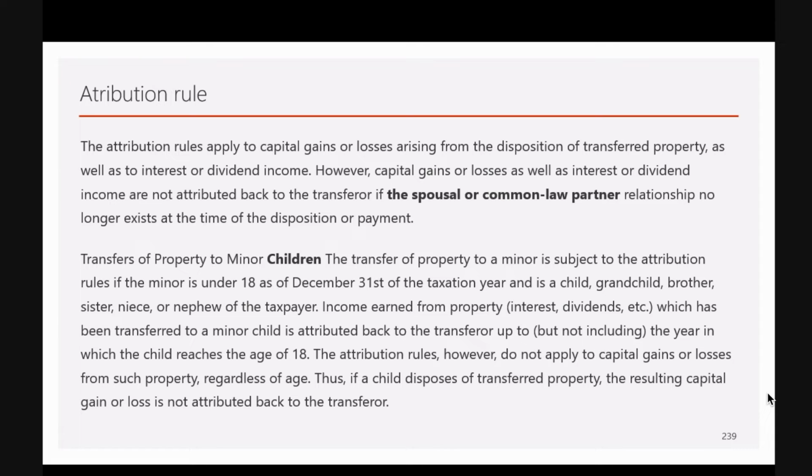If the attribution rule does not apply, then the parents, that means the grandparents, and the girl report that rental income. Otherwise, if the attribution rule applies, then my friend, the girl's parents, report that rental income.